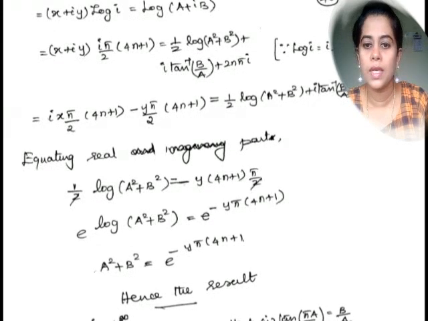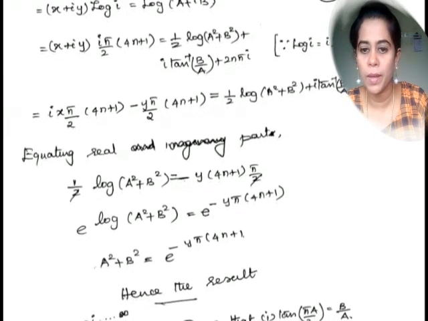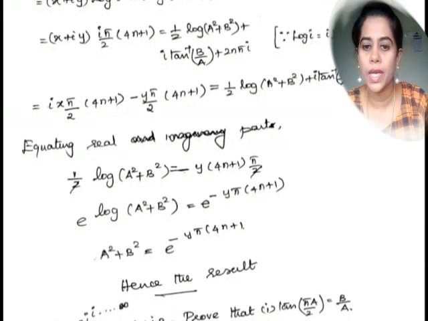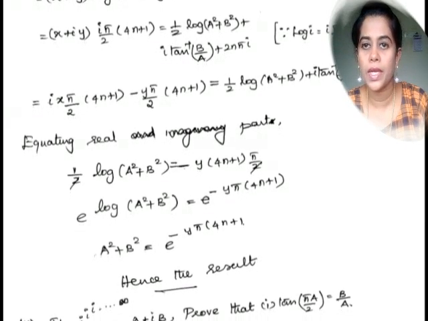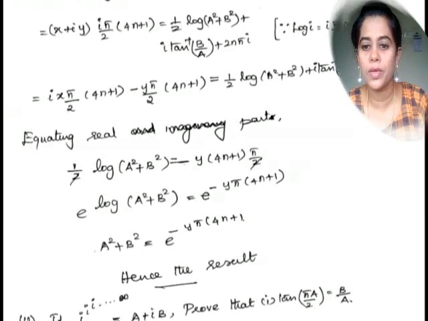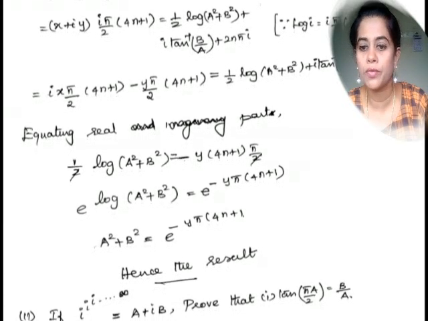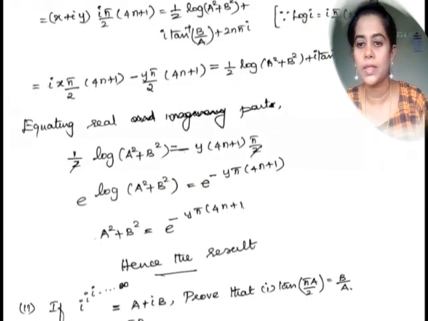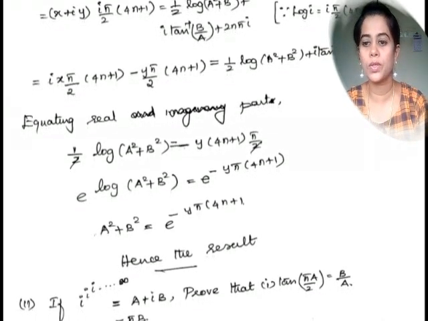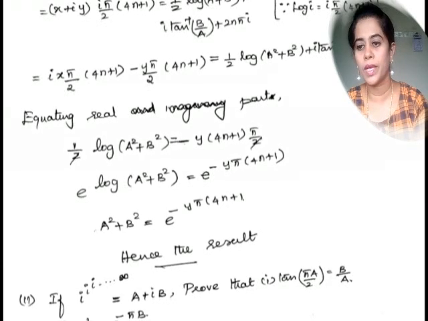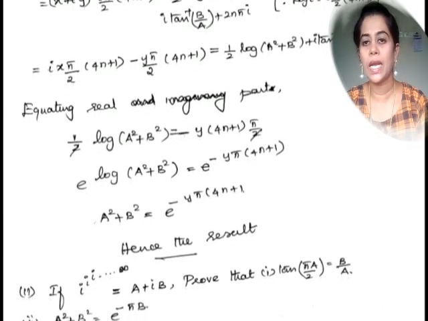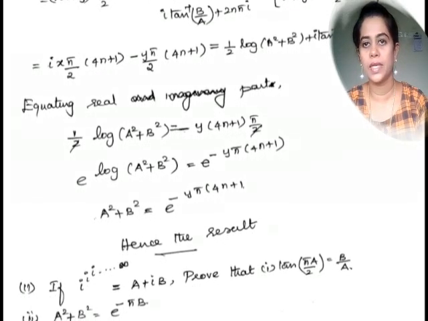Then this implies, multiplying out, i x pi by 2 (4n plus 1) minus... why is it minus? Because iy into i pi will be i into i, which is i squared, which is minus 1. Therefore it is minus y pi by 2 into (4n plus 1) on the left hand side. On the right hand side, we have half times log of (a squared plus b squared) plus i tan inverse of b by a plus 2n pi i. Now equating the real parts for getting the desired result.